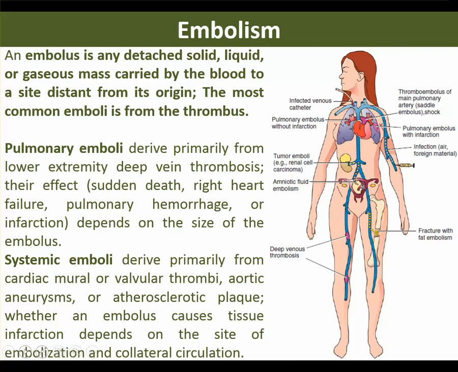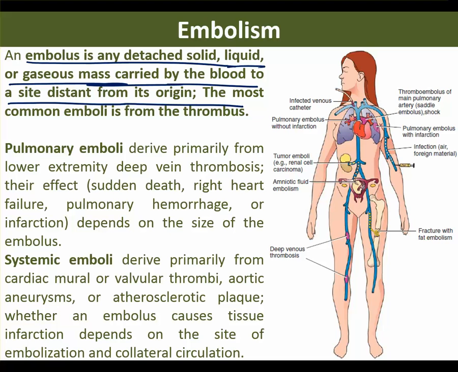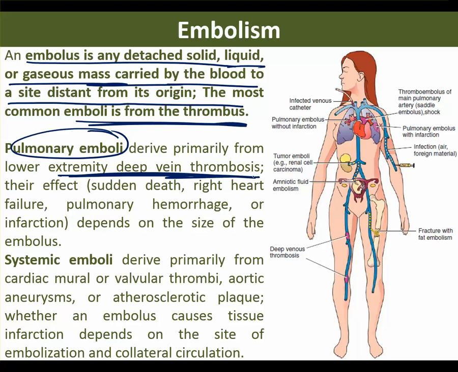So what is embolism? Embolism is any detached solid, liquid or gaseous mass carried by the blood to a distant site from its origin. Okay. For example, I told you in the deep vein of the leg there is a thrombosis. It breaks and goes to the lung. So that is embolism. The commonest embolism is from a thrombus, and pulmonary emboli means the thrombus is formed in the deep vein and it is affecting the lung.